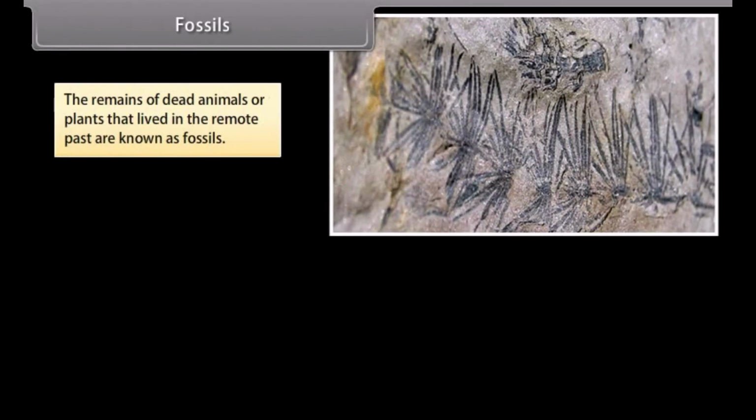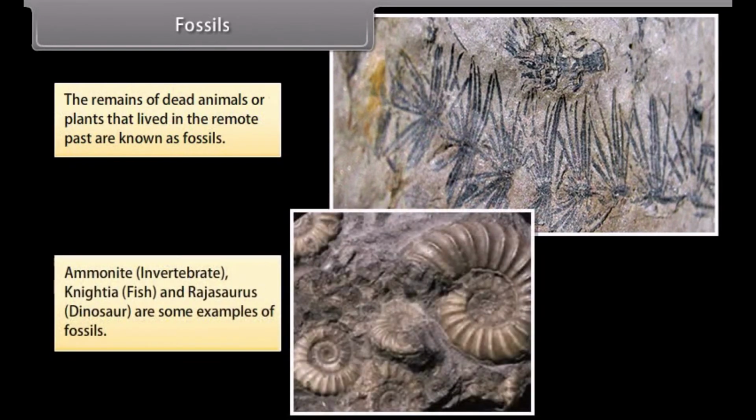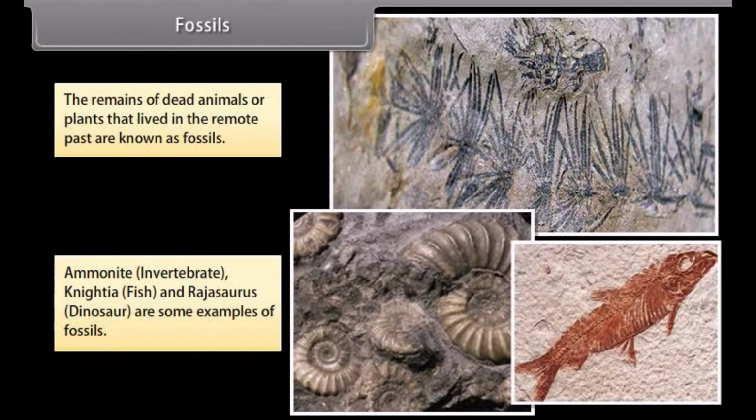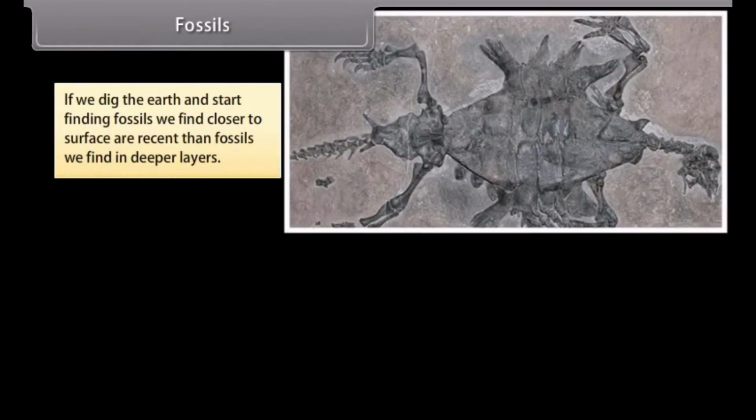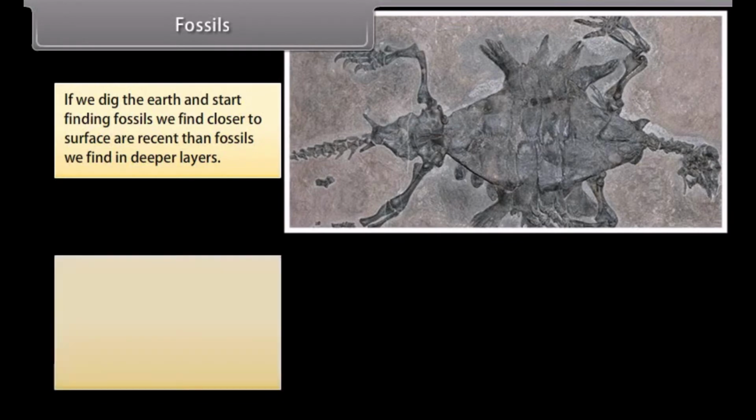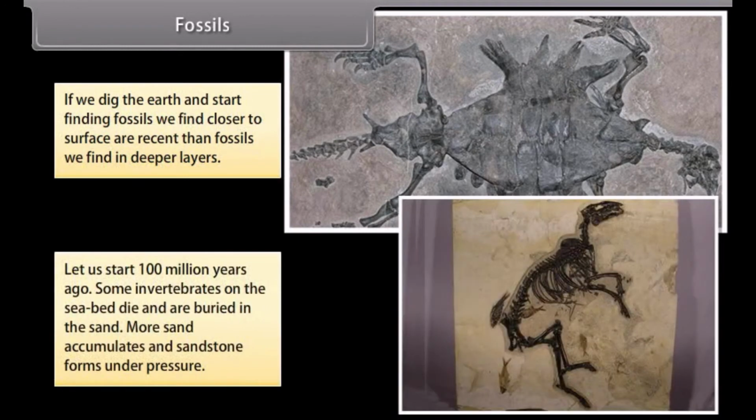Fossils. The remains of dead animals or plants that lived in the remote past are known as fossils. Ammonite, invertebrate, Nicaea, fish, and Rajasaurus, dinosaur, are some examples of fossils. If we dig the earth and start finding fossils, the ones we find closer to the surface are more recent than the fossils we find in deeper layers. Let us start 100 million years ago.